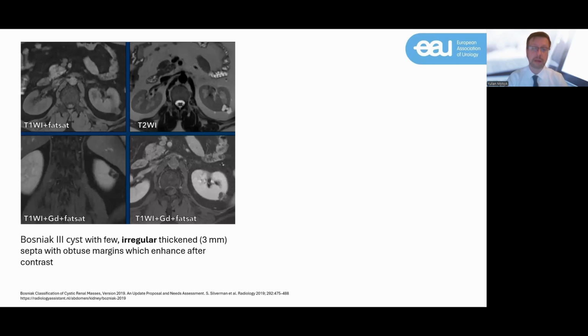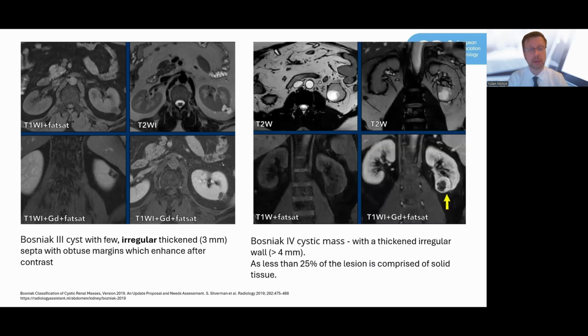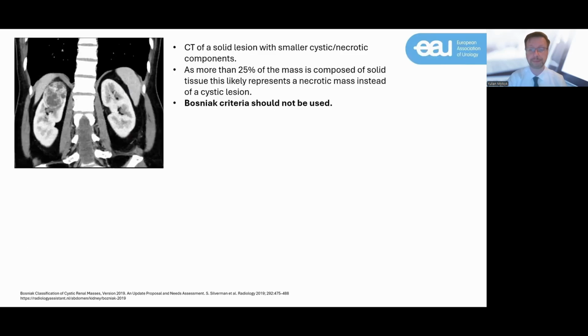Bosniak 3 cysts usually have a few irregular thickened septa, up to 3 millimeters, with obtuse margins which enhance after contrast administration, and Bosniak 4 cystic masses usually have a significantly thickened irregular wall above 4 millimeters, and usually at least 25% of the lesion is comprised of solid tissue.